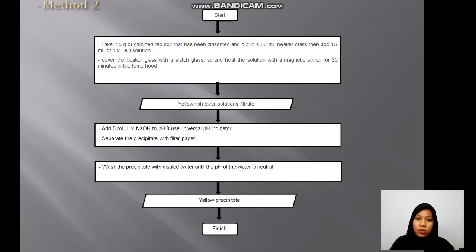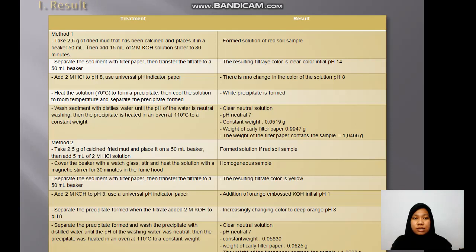Next, a yellow, clear solution filtrate. Next, add 5 ml of 1 M NaOH to pH 3. Use universal pH indicator. Next, separate the precipitate with filter paper. Next, wash the precipitate with distilled water until the pH of the water is neutral. Next, yellow precipitate. Finish.